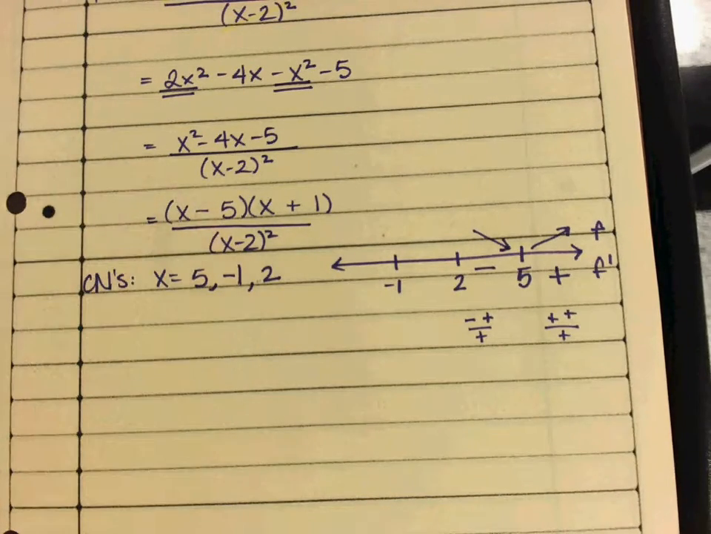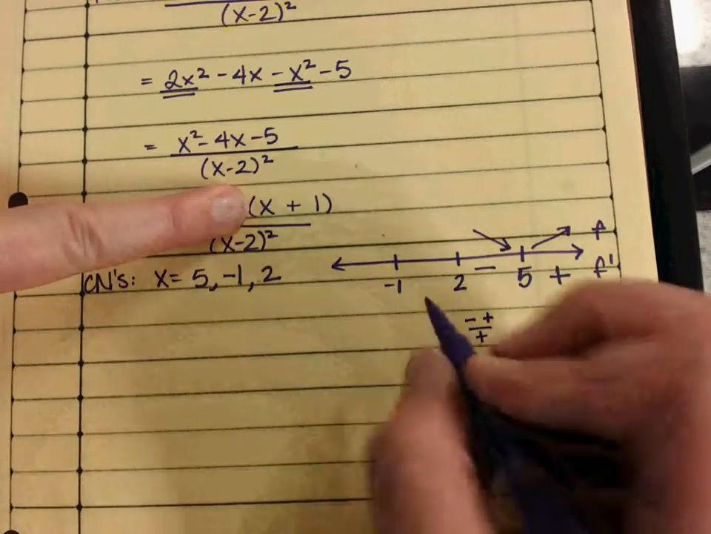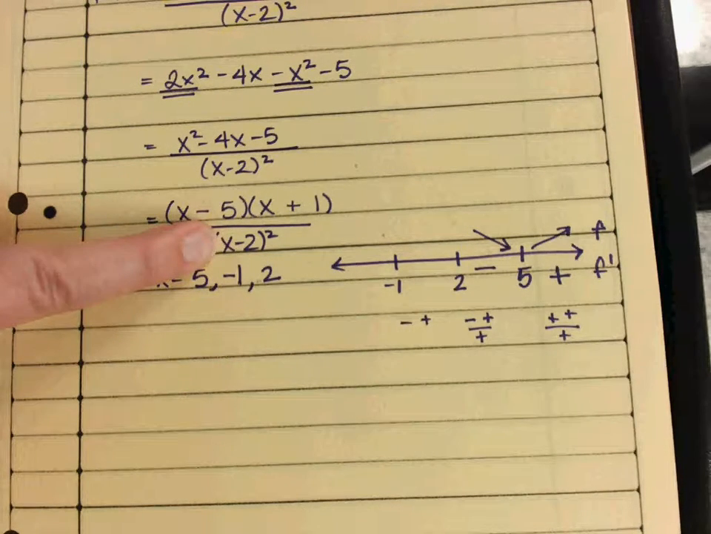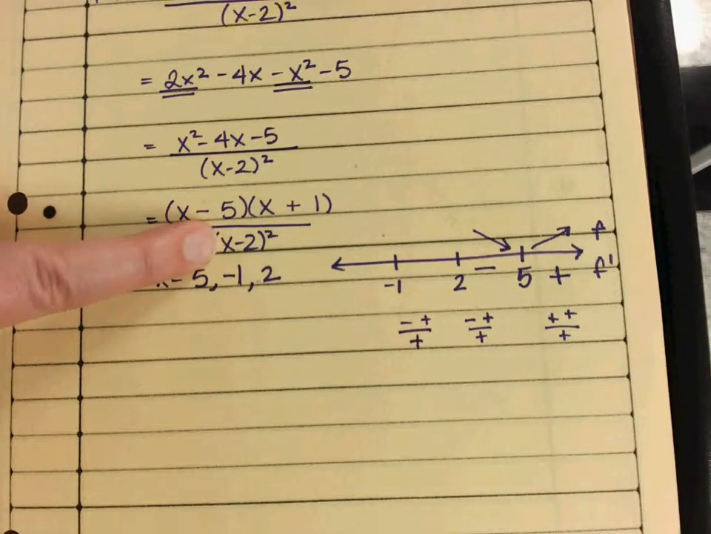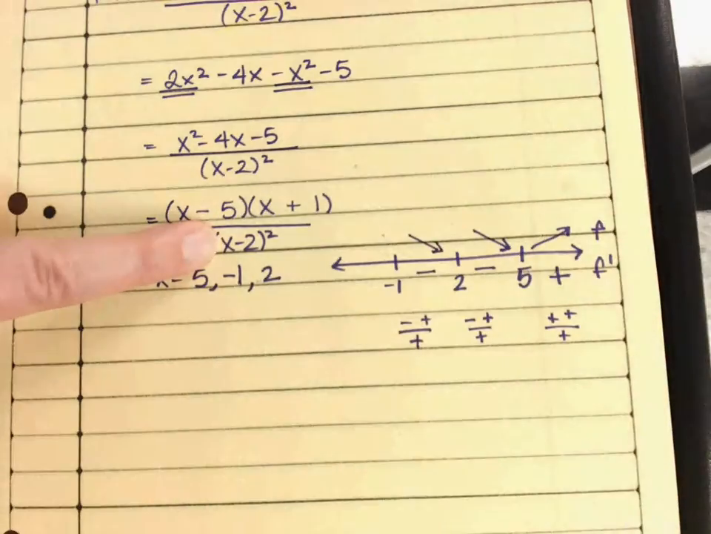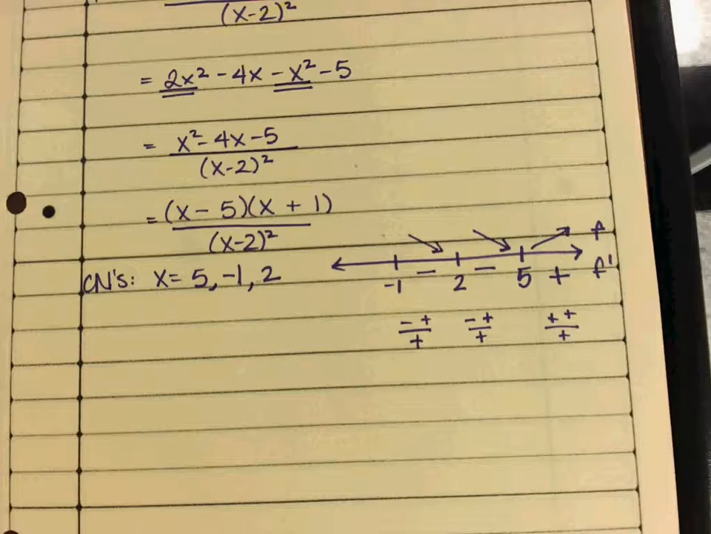Okay, between negative 1 and 2, I'm going to pick 0. What's 0 minus 5? 0 plus 1? Negative times a positive over, what's 0 minus 2? Negative, but then you squared it. Positive. So negative, positive, positive is negative. Was there a sign change at 2? No. Okay, last one, let's say negative 2.